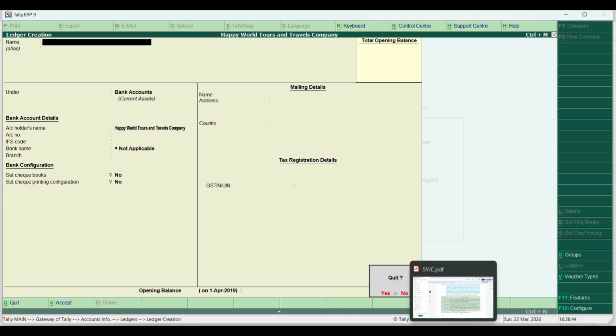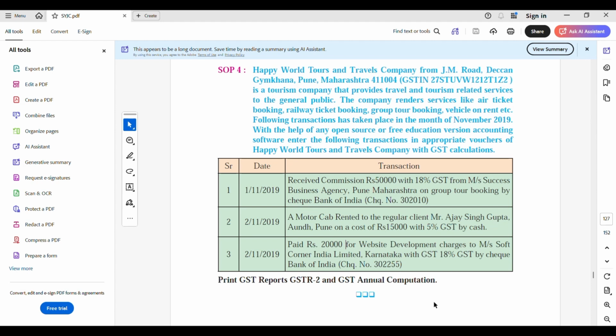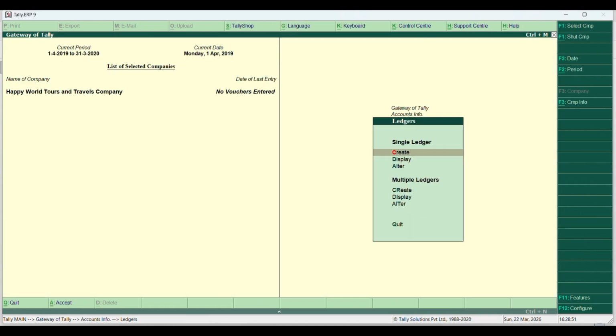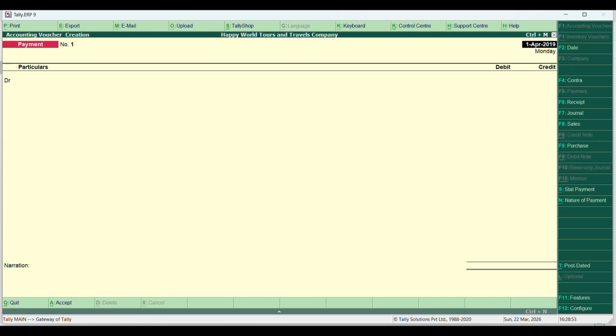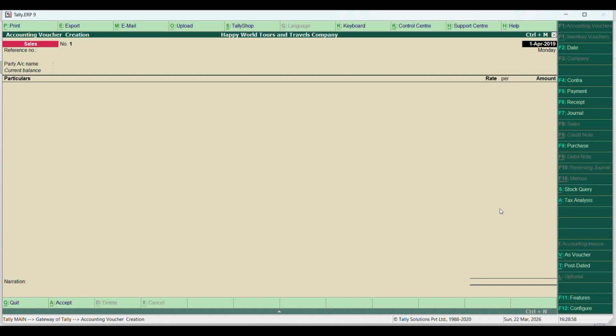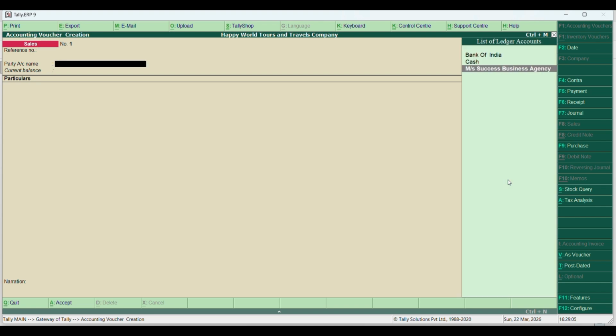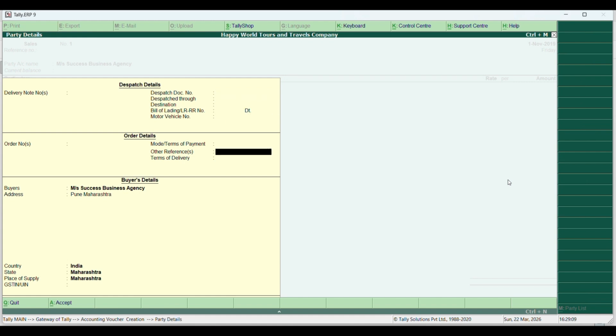We are just going to pass the journal entries now. So first we are selling this service, so we are going to create a sales voucher. It will come in the accounting vouchers under sales. Now the date given is 1st November 2019. Then we'll give the party's name, MS Business Agency. Rest all remains the same. You can see all the state details are given as it is. You don't have to make any change of the state and everything.